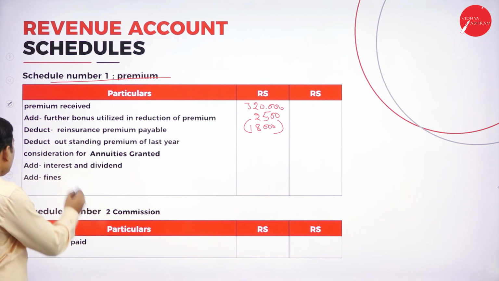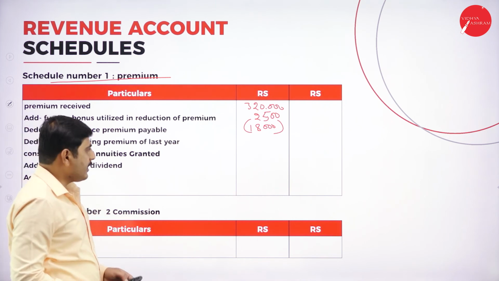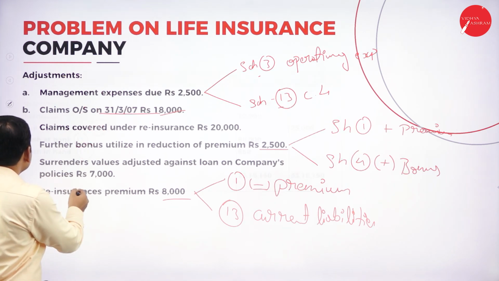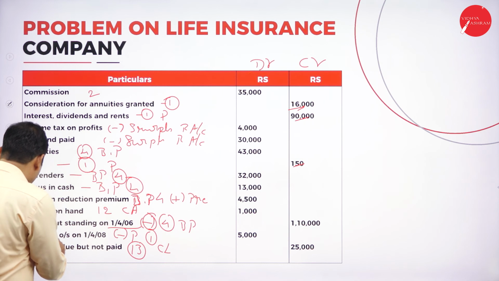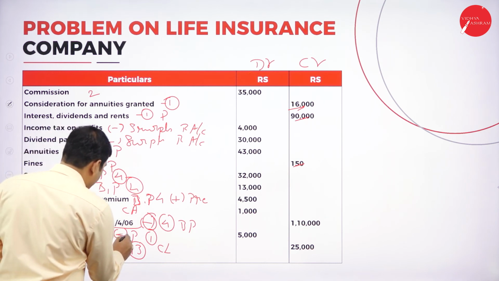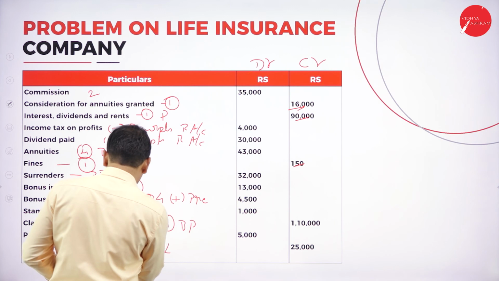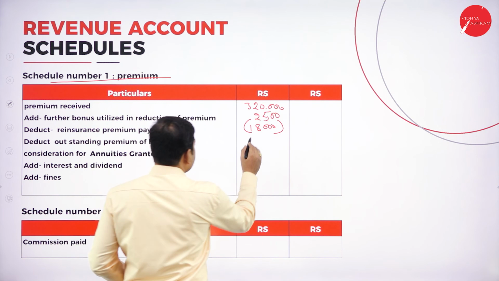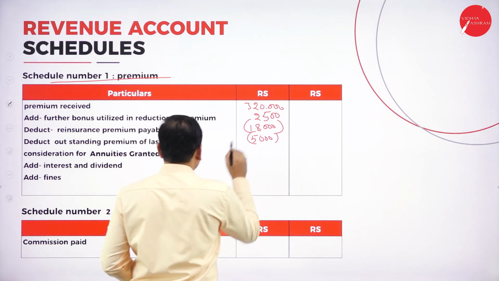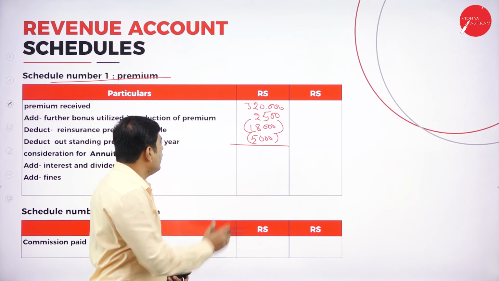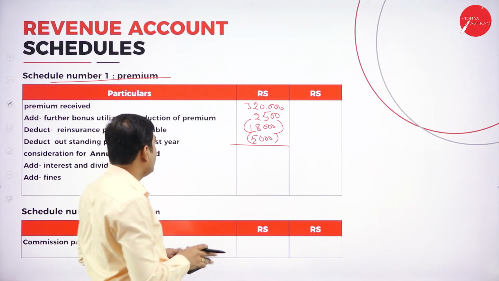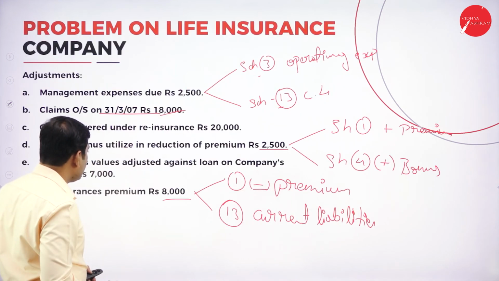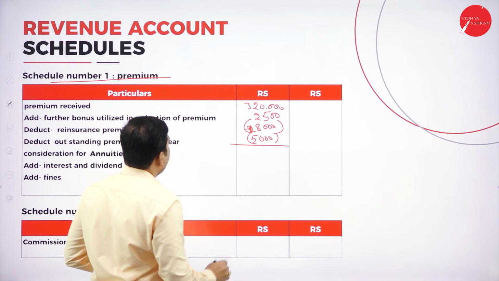Next one, deduct outstanding premium of the last year. See, this is also an adjustment we are having. If it is not in adjustment, look at the trading account. The outstanding premium we should deduct from the premium in schedule number 1. This outstanding premium is 5,000. So let's deduct outstanding premium 5,000. Now let's write the amount. This is not 18,000, make it 8,000. Look at the amount, this is 8,000.